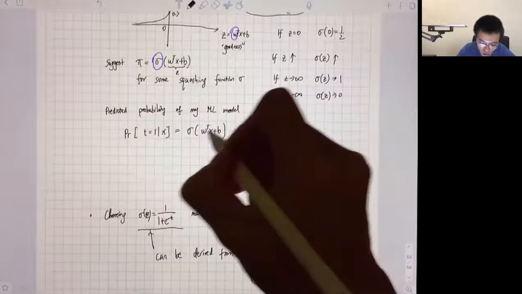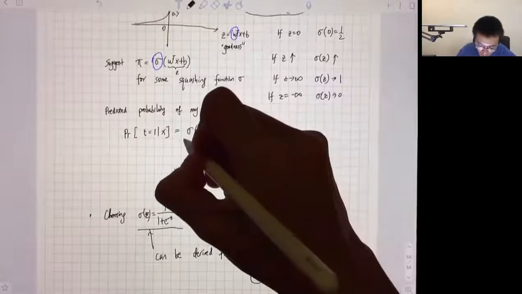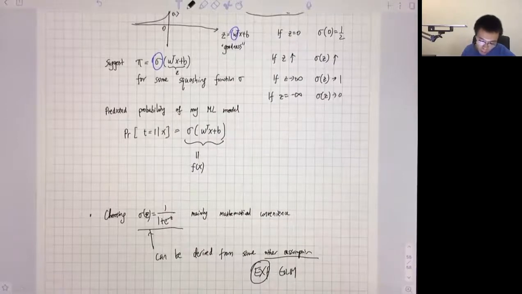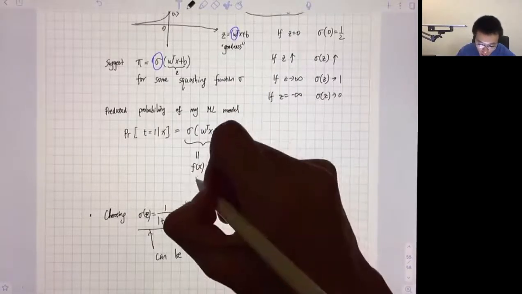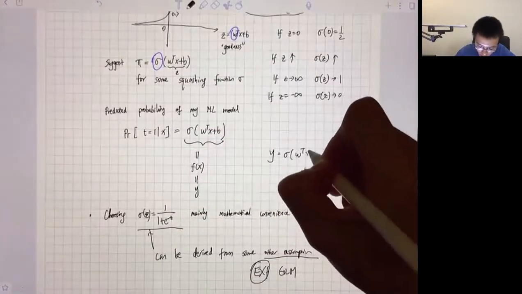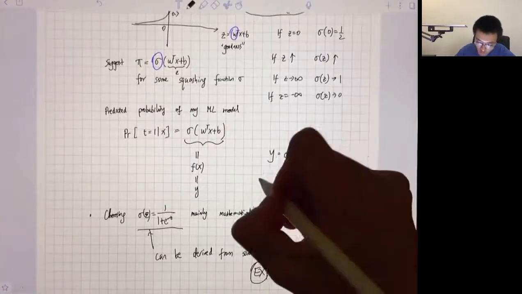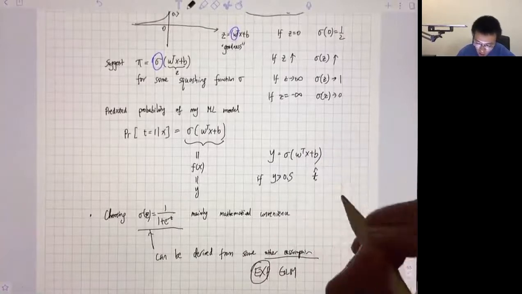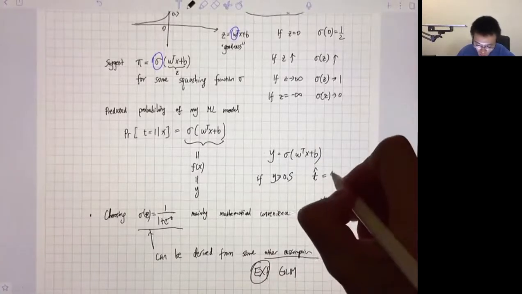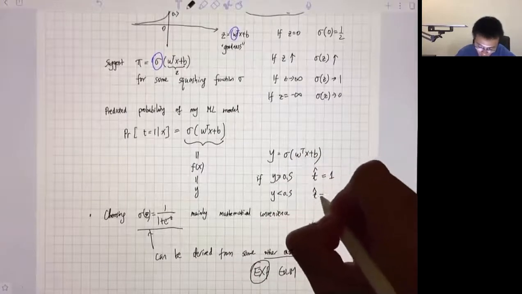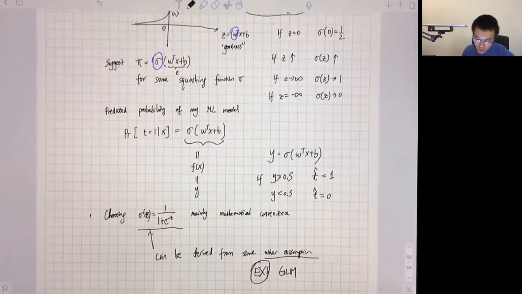Then I would rename this term, this function, I call it f of x, okay? And I also denote it by y. So my y is sigmoid of w transpose x plus b, okay? Then if y is greater than or equal to 0.5, then I would say my predicted target is 1, okay? If y is less than 0.5, my predicted target is 0, okay?